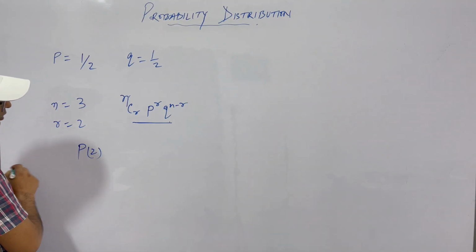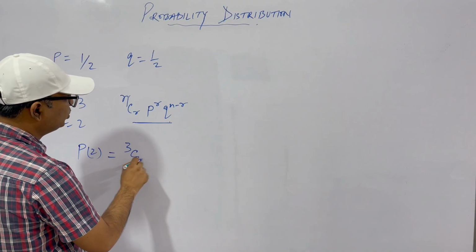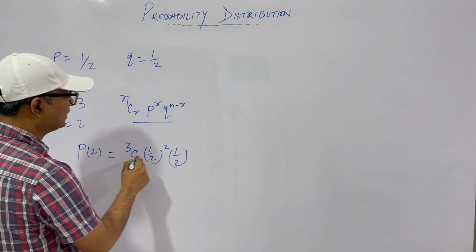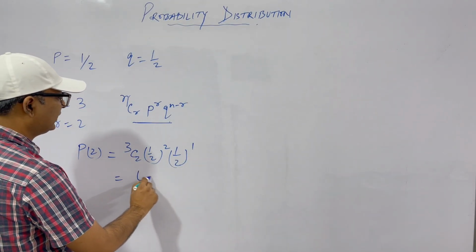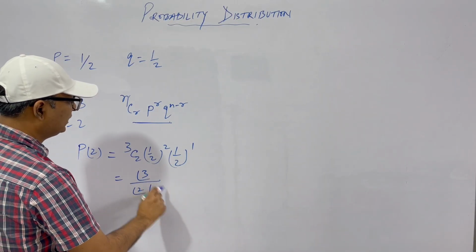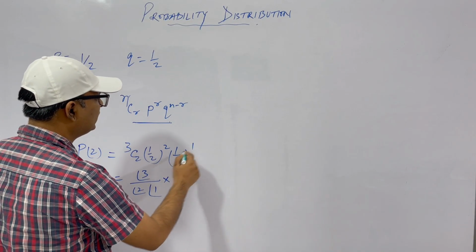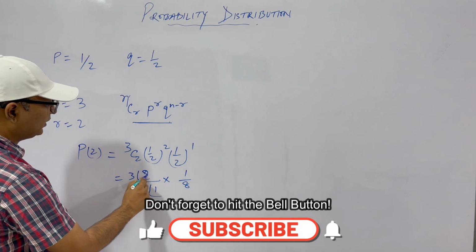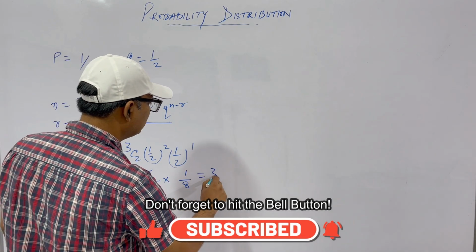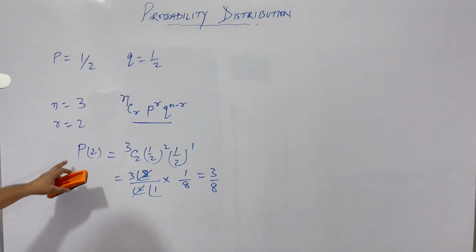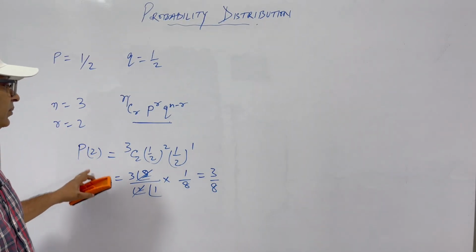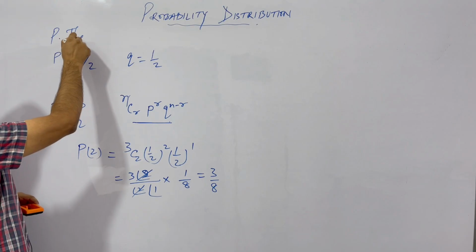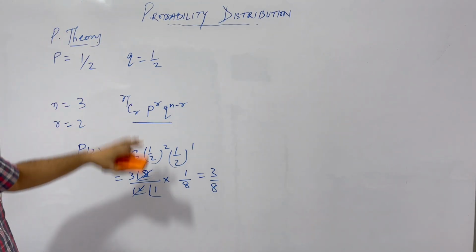What will be the answer? Let's write it like this: P(2) is 3C2 (1/2) to the power r, that is 2, and (1/2) to the power n minus r, 3 minus 2, that is 1. This is factorial 3 over factorial 2 factorial 1, times 1/4 times 1/2, which is 1/8. Factorial 3 over factorial 2, we cancel, so this is 3/8. So the probability of getting head exactly 2 number of times is 3/8. So this is our probability theory. We have used the binomial theorem to get the probability.